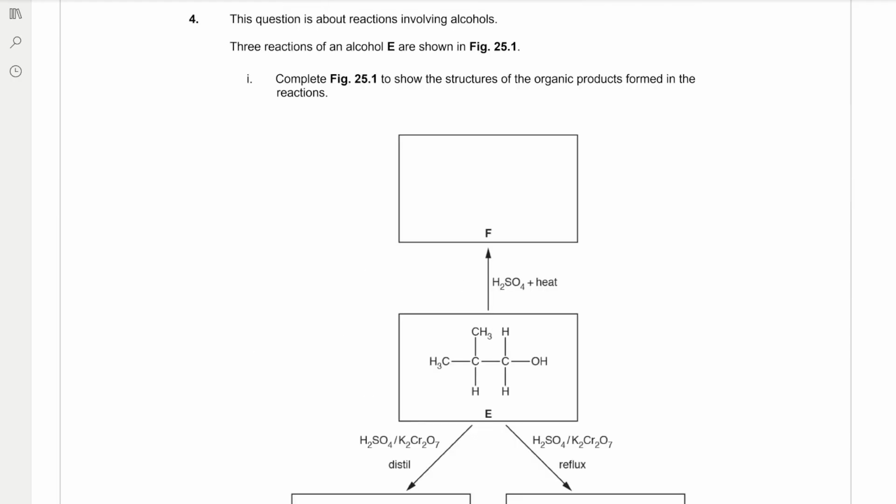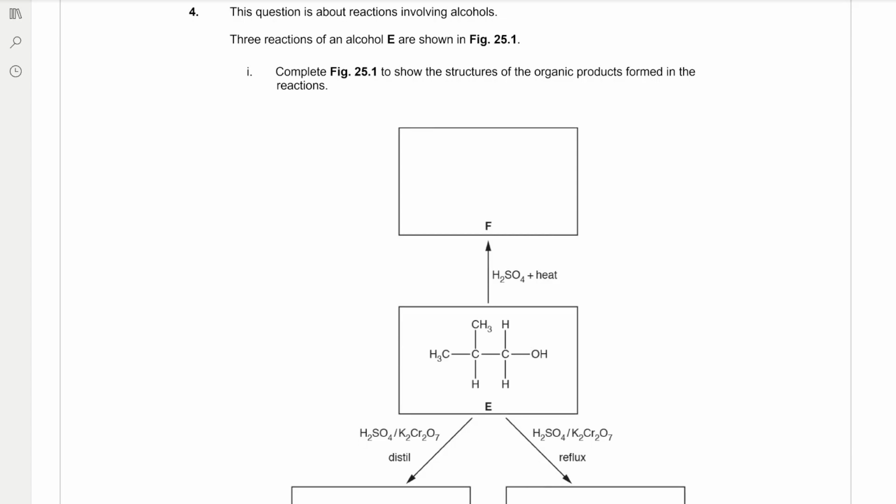This question is about reactions involving alcohols. 3 reactions of an alcohol E are shown in figure 25.1. Complete figure 25.1 to show the structures of the organic products formed in the reactions. So, in this first reaction we have sulfuric acid and heat. So that's going to eliminate the alcohol group from our alcohol and dehydrate it, forming an alkene bond.